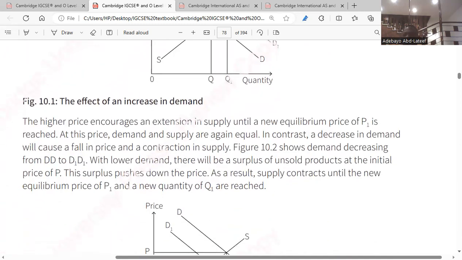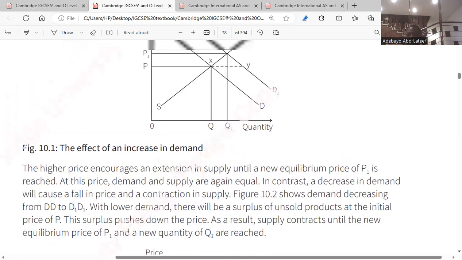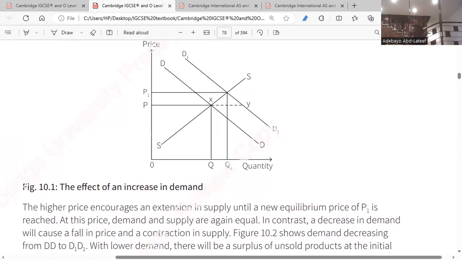So the higher price encourages an extension in supply until the new equilibrium price of P1 is reached. At this price, demand and supply are equal again. For demand and supply to be equal, it has to be at P1, D1. We have equilibrium. So for the market to reach equilibrium again, price has to increase. Because if price does not increase, the market will still be at disequilibrium. There's excess demand in the market, which means there's disequilibrium in the market.